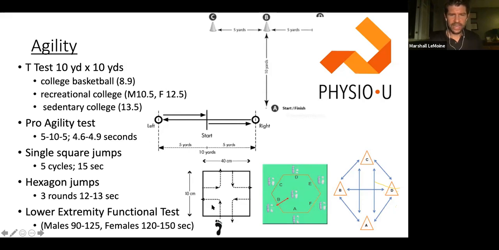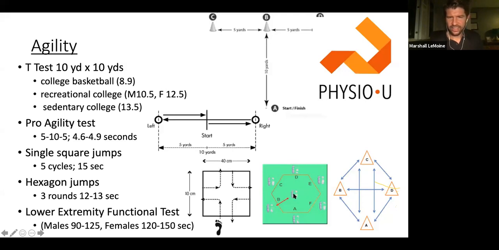Single limb square jumps. So you're jumping in, out, all 4 ways, and you're doing 5 cycles of that. The goal is they should be able to do that in 15 seconds. So if you think 1 cycle in, out, that's 8 jumps, right? They should be doing 5 of them. So that's 40 jumps that they should be doing in 15 seconds for return to sport.